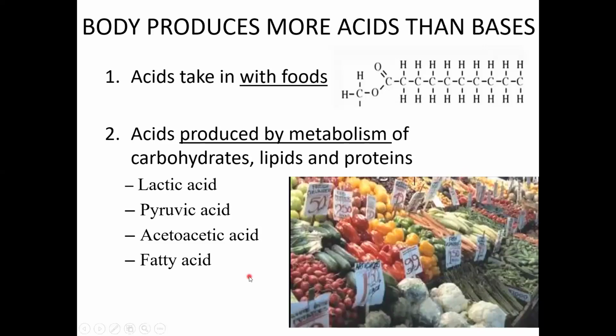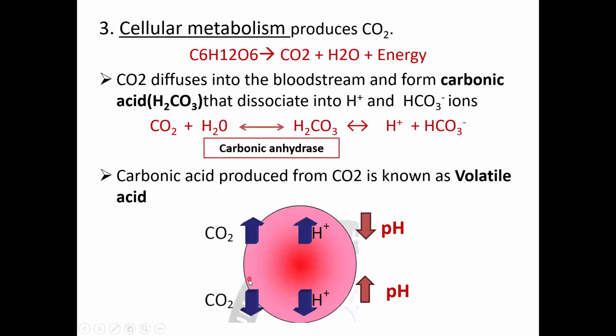Now, what are the other circumstances in which acids are going to be produced in our body? The cellular metabolism. Cellular metabolism produces carbon dioxide. We know that we take in oxygen, and carbon dioxide is produced at every level, at every tissue. And when the carbon dioxide is produced at the cellular level, this carbon dioxide is then dissolved in the blood.